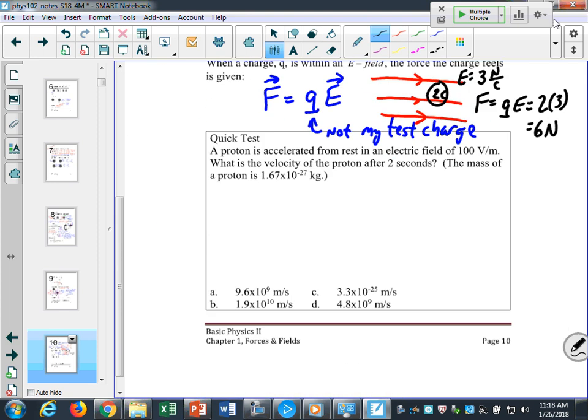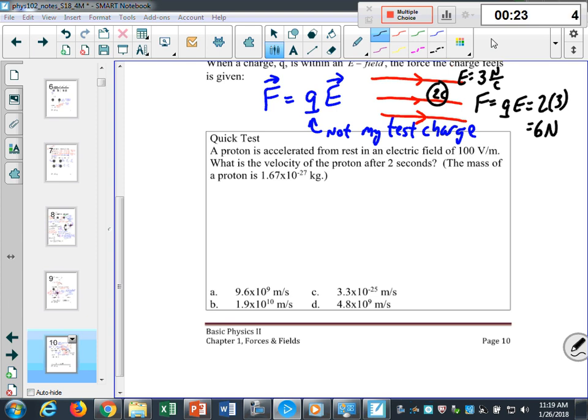Let's try this question. This one draws back on some stuff that we've done before last semester. You have a proton. There's your mass of the proton. I didn't give you the charge of the proton, but you should know the charge of the proton. It accelerates from rest in an electric field of 100 newtons per Coulomb, or volts per meter. Those are the same units. What is the velocity of that proton after 2 seconds?